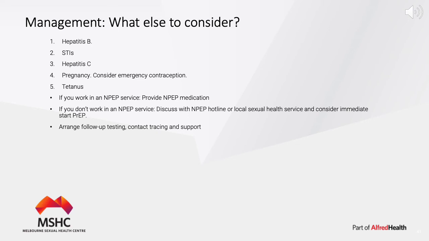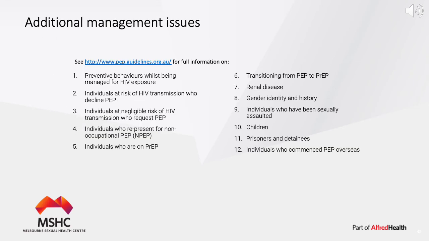And if you work in an NPEP service, you provide the NPEP medication. So if you don't work in an NPEP service, you discuss with the NPEP hotline. Each state has its own NPEP hotline or the local sexual health service, and then immediately start using PrEP if you can't access PEP. Because remember, PrEP and PEP are exactly the same drugs. And you arrange follow-up testing, contact tracing, and support. Okay, so these additional management guidelines and issues are available in the PEP guidelines.